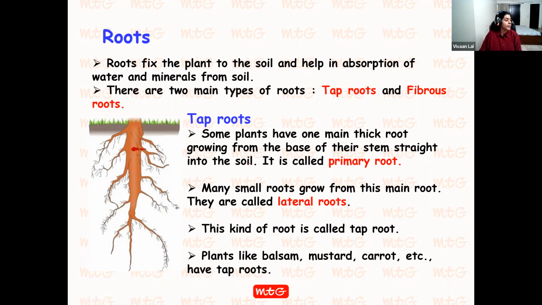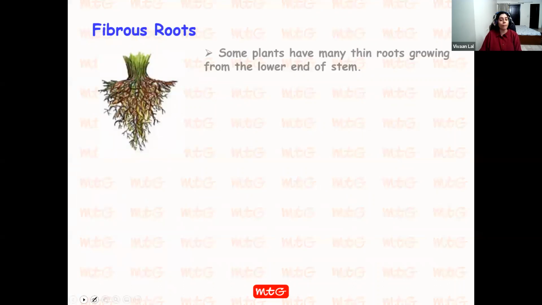Carrot, balsam. Dikshita, pay attention here. When we discuss the taproots, they go deep into the soil. Turnip, carrot, mustard, balsam, mango, they're all examples of taproots.